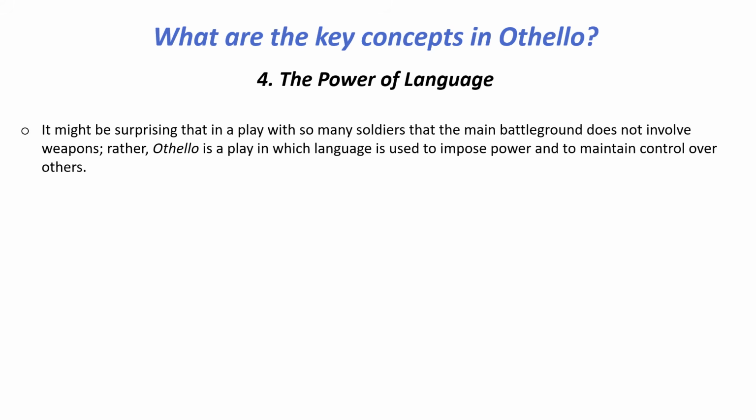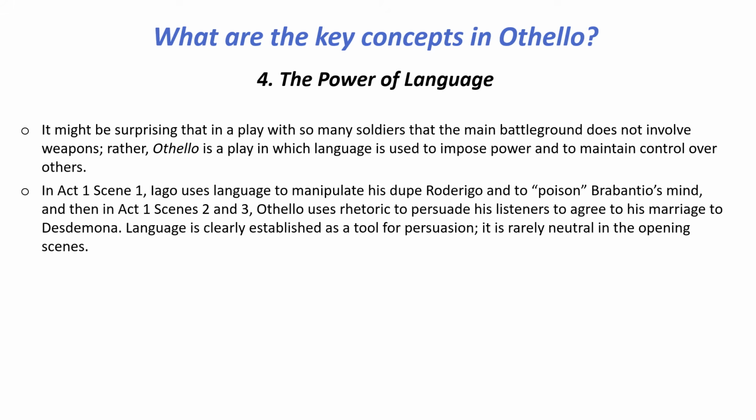Now, it might be surprising that in a play with so many soldiers, the main battleground doesn't involve weapons. It's not a battle. It's not a play really about political power, or explicitly about political power. Rather, Othello is a play in which language is used to impose power and to maintain control over others in quite a personal way. So in Act 1, Scene 1, Iago, who I've already spoken about, uses language to manipulate his dupe Rodrigo and to poison Brabantio's mind.